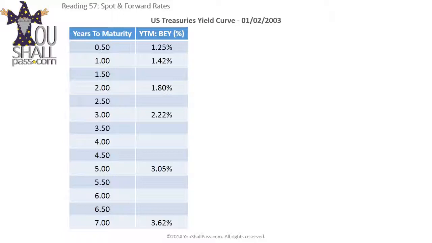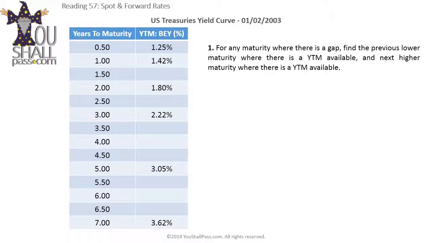We start explaining the linear interpolation process here, and the first step is that for any maturity where there is a gap, first locate the previous lower maturity where there is an available YTM, and then the next higher maturity where there is an available YTM. Next, count the number of gaps that need to be filled. That is, the number of maturities which lie in between these two maturity points where YTMs are available. Count that number and add 1 to it.